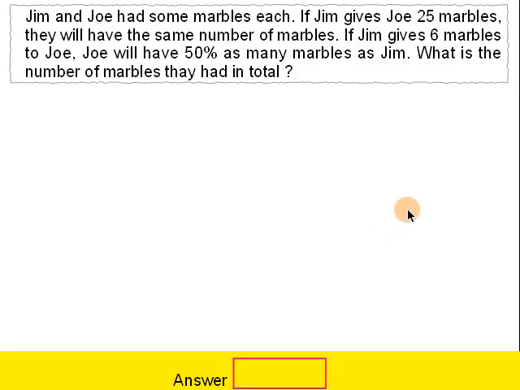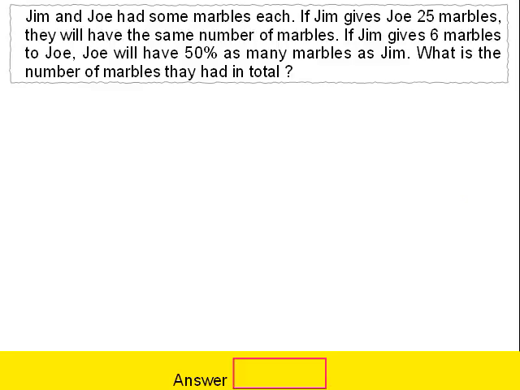Now the question says that Jim and Joe had some marbles each, and if Jim gives Joe 25 marbles, they will have the same number of marbles. If Jim gave 6 marbles to Joe, Joe will have 50% as many marbles as Jim. What is the number of marbles they had in total?